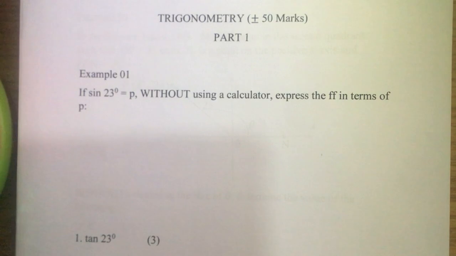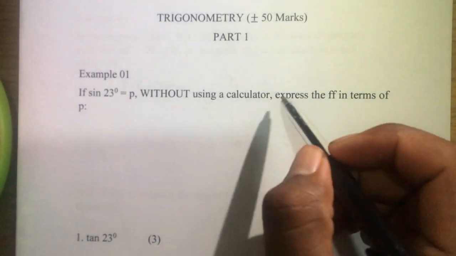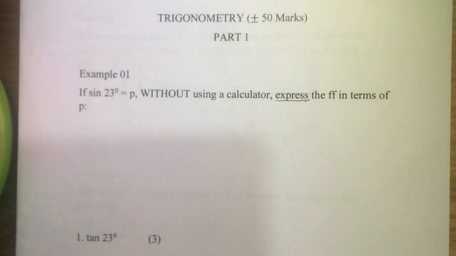So let's see the question. It says sine 23 degrees equals P, without the use of a calculator. Express the following in terms of P. When they ask this type of question in your examination paper, it is easy to tackle. When they say express the following in terms of P, they're not giving you a restriction.